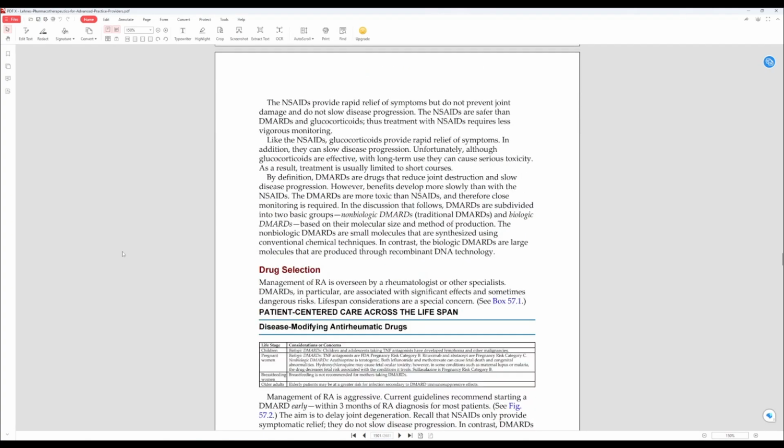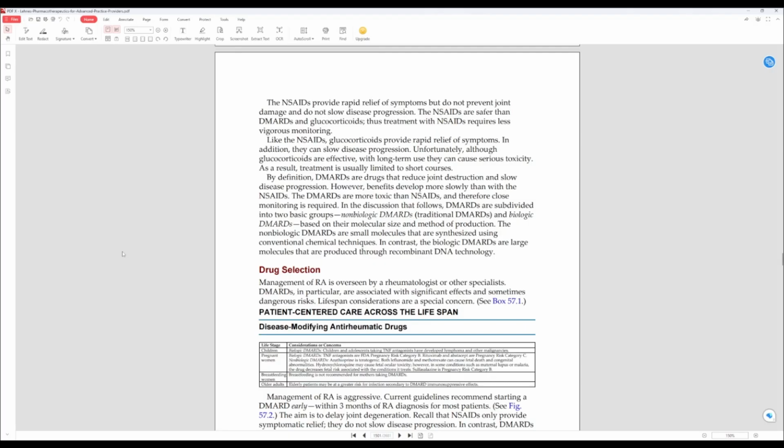NSAIDs provide rapid relief of symptoms, but do not prevent joint damage and do not slow disease progression. NSAIDs are safer than DMARDs and glucocorticoids. Therefore, treatment with NSAIDs requires less rigorous monitoring.